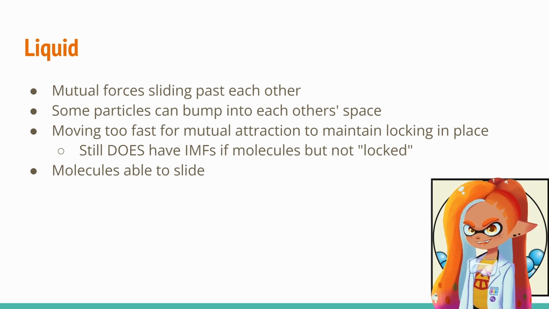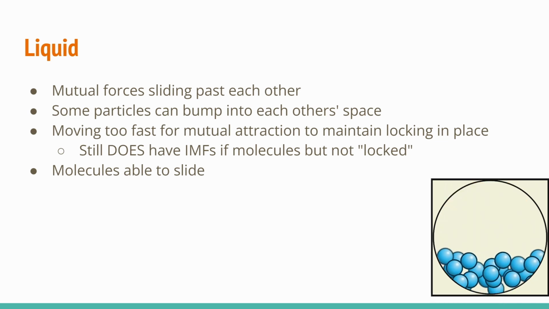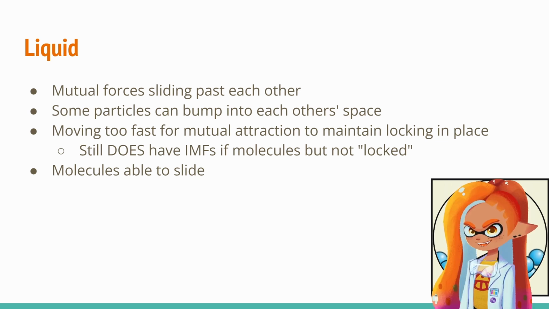We see the flow of the liquids right behind, right here. You can see that they're flowing around each other. They can bump into each other, that kind of thing. And so they're moving fairly fast. And because they're moving fairly fast, they do have some IMF attraction, a little bit, but because they move so fast, they're not locked into place. Those IMFs are forming and breaking constantly. So those interactions are fairly frequent in a liquid. They're still able to slide off each other as well.